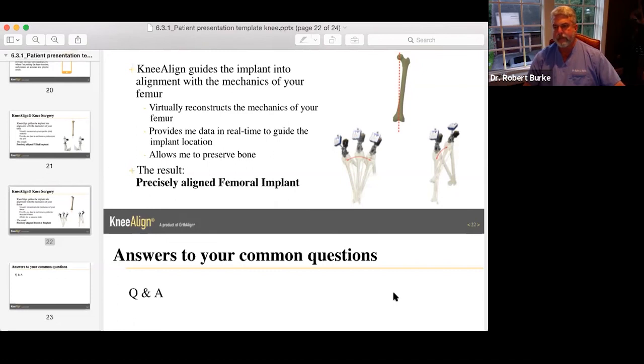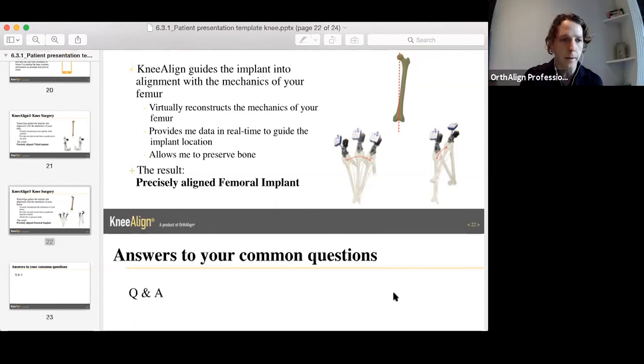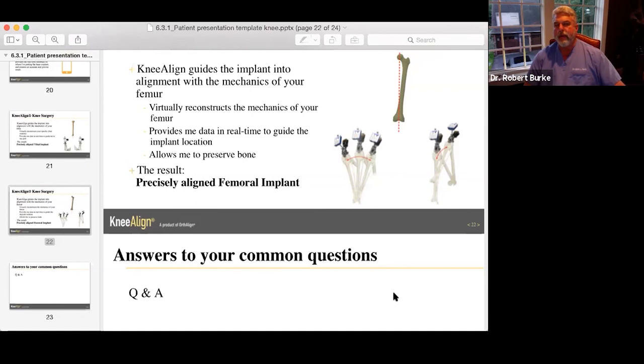Great. Another one from Kathy here, and I apologize, I'm probably going to mispronounce this, but if you have lymphedema, can you have a knee replacement? It depends on the extent of the lymphedema. The main problem with lymphedema would be the quality of the soft tissue envelope around the knee itself.